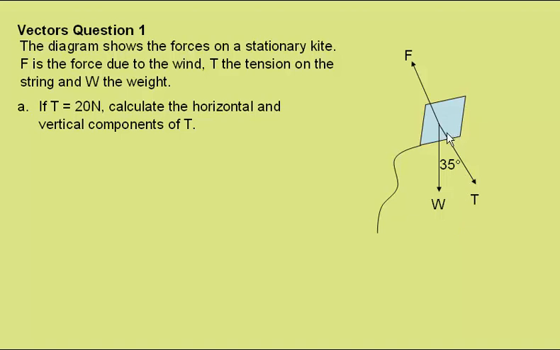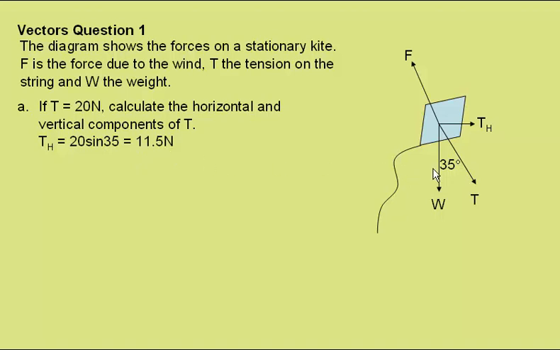Well, the horizontal component will act in this direction, and I've labelled it T sub h, and this will be given by 20 sine 35 degrees, as we're going away from the angle we've been given. This has a value of 11.5 newtons.